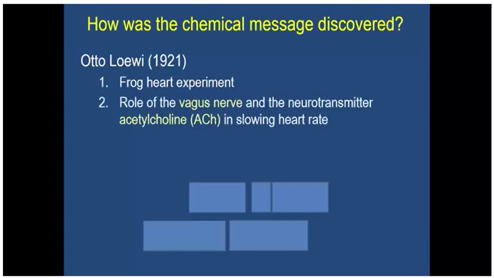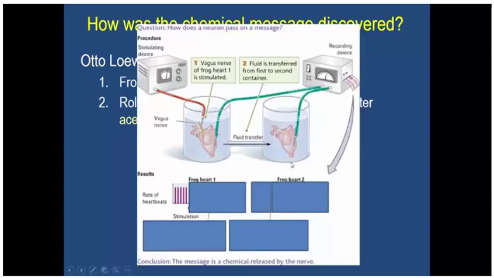The vagus nerve releases acetylcholine as its neurotransmitter. He didn't know that, but we know that now. We're going to go through the work he was doing step by step. Two hearts are in separate containers connected by a tube that allows fluid to transfer. One heart has a vagus nerve attached to it, and he's got a stimulator on it. It's not been stimulated yet. We're going to talk about what happened.